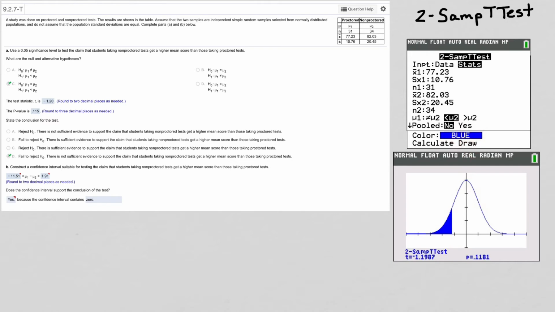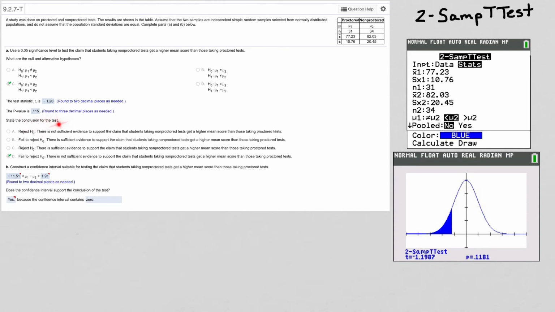I chose draw. And I've got my test statistic is negative 1.20, rounded to 2 decimal places. And the p-value is 0.118, rounded to 3 decimal places. Now here it says 0.115, and they obviously accepted that as a correct answer. So that can be a result of using a formula rather than using the graphing calculator. Sometimes you have a little bit of variation there.